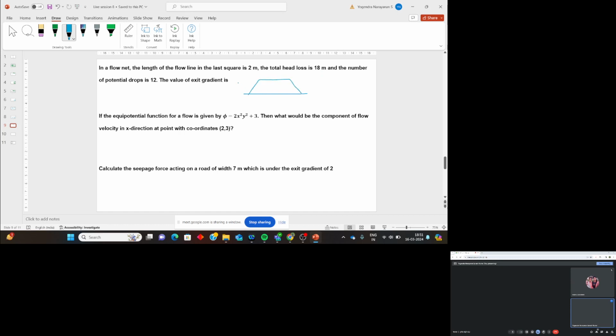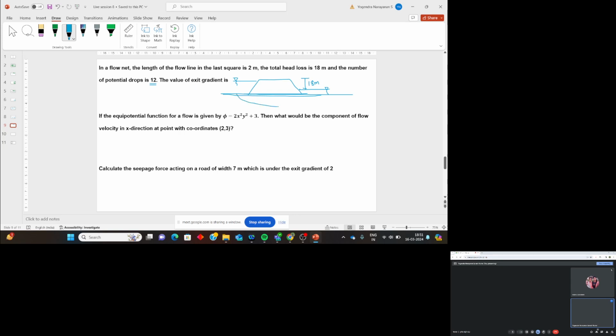You consider an earth dam. Okay, the last point is 18: 1, 2, 3, 4, 5, 6, 7, 8, 9. So this is 18 meters, right? Yes, sir. This is the ground level, and when you reach here, there are 12 drops.